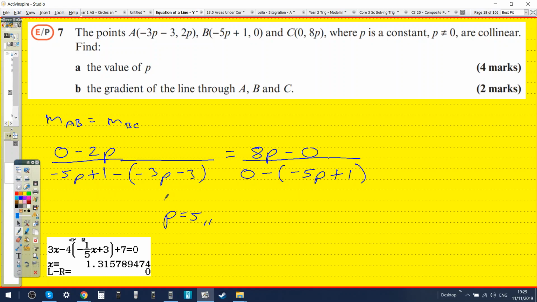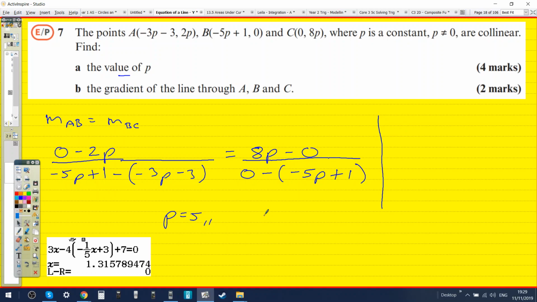Sometimes, like quadratic, there might be 2, cubic, there might be 3, quartic might be 4. They said the value of P, perhaps P can be 0, kind of. Maybe 0 is another valid answer, but they kind of said it's not 0. So they said there's one answer. We got the one answer. Happy. And then part B.